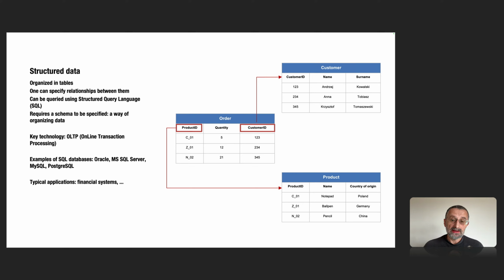So the structured databases, as we already mentioned, are organized in tables. We can specify relations between them. Obviously we can store all this data on order, customer, product in a single table, but it's going to be huge. It may generate a lot of errors. It will be very difficult to query, etc. So that's why people split this information into different tables and work with tables which are interconnected using different keys. Like here we have customer ID or product ID. So we need to specify obviously relations between them.